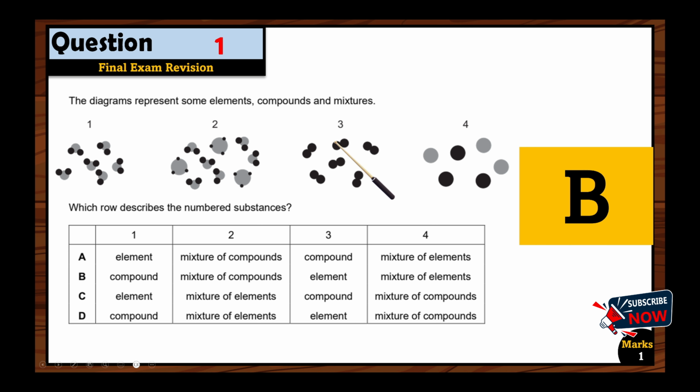We can also see for the third one, you see elements. It is an element. Why? Because both the atoms in one molecule are the same. So elements are made up of the same atom, right? And then this is the mixture of elements. So option B is correct.